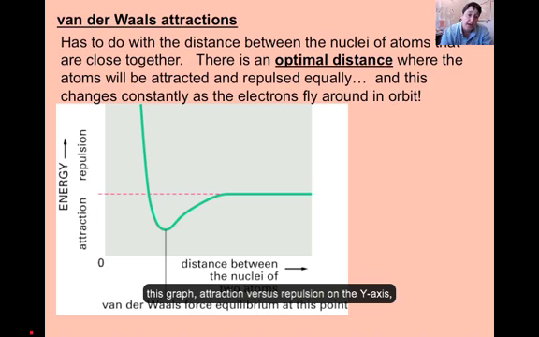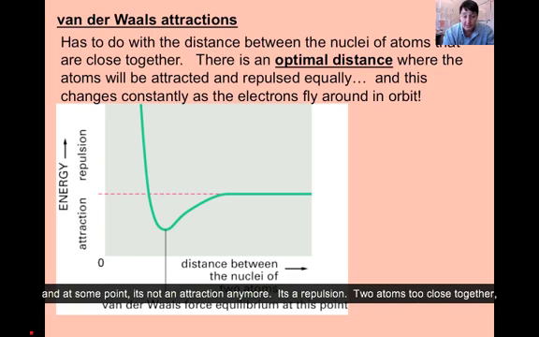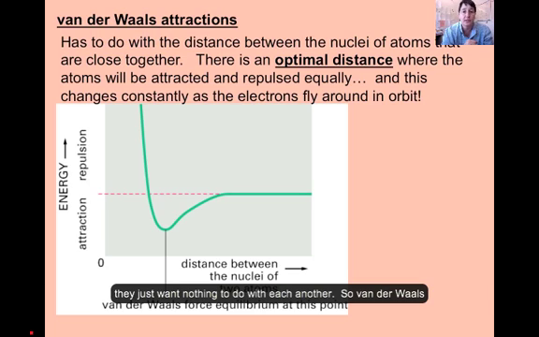And so if you look at this graph, attraction versus repulsion on the y-axis, and the distance between the nuclei on the x-axis, so the further apart two nuclei are, you get neither attraction nor repulsion. It just goes away off to the right. There's an optimal distance, right? The attraction is optimal at some distance between the two atoms shown with the line, and any closer than that, you start losing that attraction, and at some point it's not an attraction anymore, it's a repulsion. Two atoms too close together, they just want nothing to do with each other.